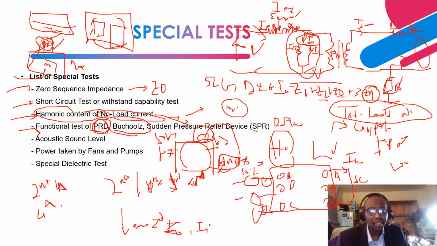And next is the sudden pressure relay, and I explained the sudden pressure relay. Usually it is mounted on the sides of the transformer tank, right? And it can be the first line of defense of protection for the transformer before the differential relay, based on the magnitude of the fault current. If the magnitude of the fault current is so small, then the sudden pressure relay can be the first line of protection for the transformer, right?